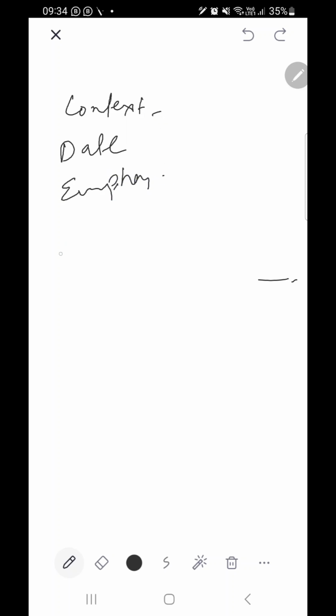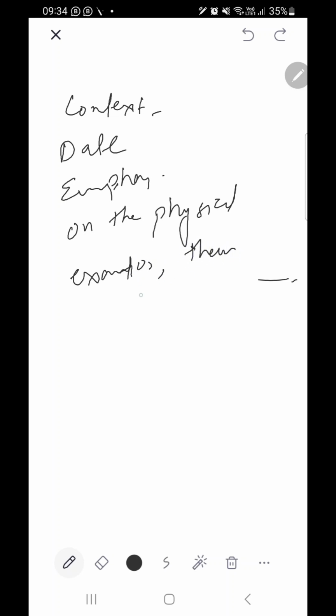For example, starting from the context, let's say on the physical examination, put comma. Let's say there was a slight tenderness, like that. In any case, when we have a dependent clause first and an independent clause afterward, we put a comma over here, right? This is the sum of the rules of the comma.